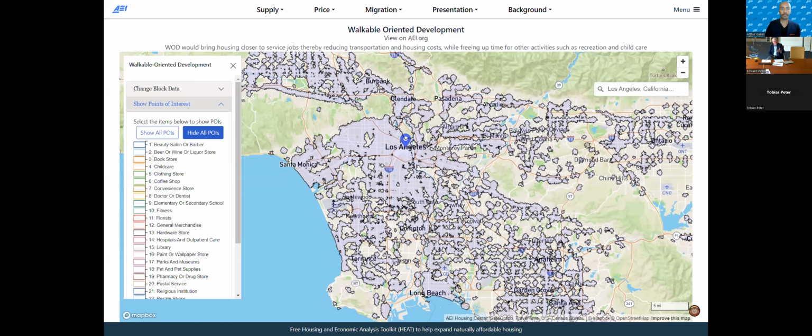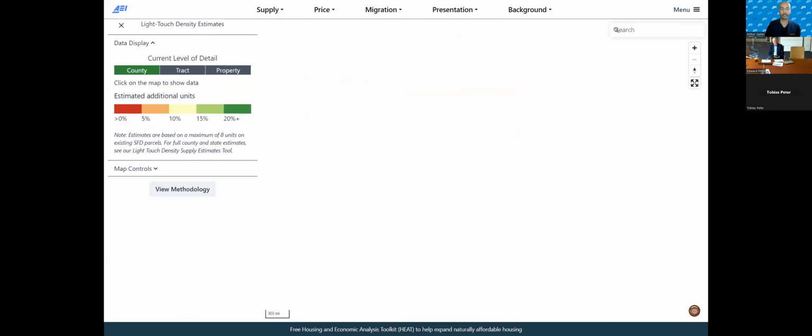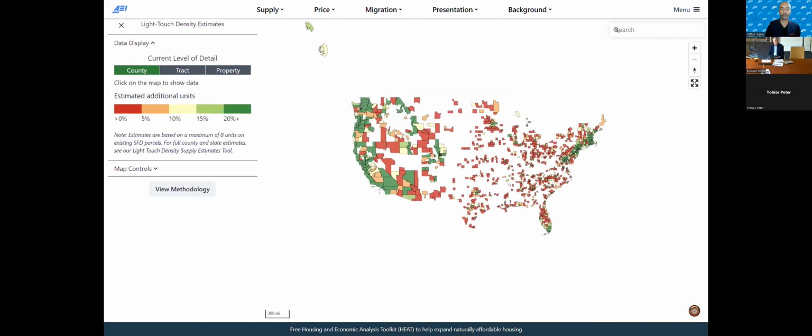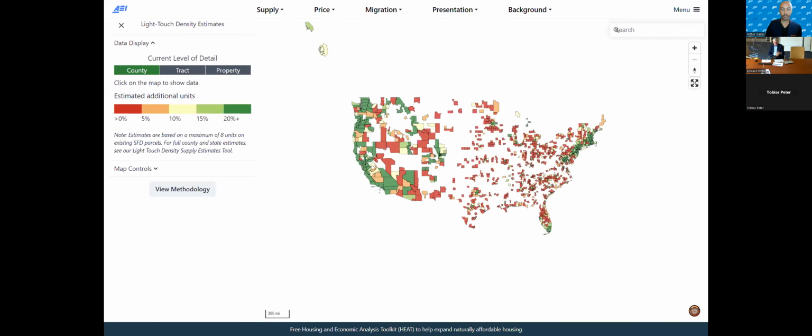What is light touch density? Light touch density basically says if you go back to the kinds of density that we had back in the early 1920s, parts of LA look like this even today. They have duplexes and triplexes and quadruplexes. They have some accessory dwelling units. They have some townhouses, small apartment buildings, cottage courts. There are all kinds of things on smaller lots that qualify as light touch density. As I said, 220,000 units could be built over 10 years in LA from light touch density.